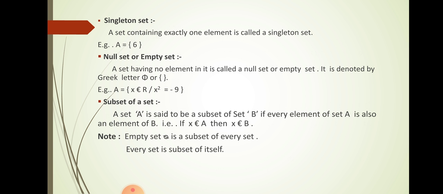The next concept is subset of a set. A set capital A is said to be a subset of capital B if every element of A is also an element of B. That is, if x belongs to A, then x belongs to B. This is denoted by A is a subset of B. Here is one more note: the empty set phi is a subset of every set, and every set is a subset of itself.